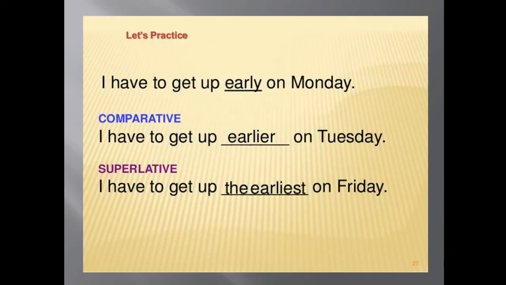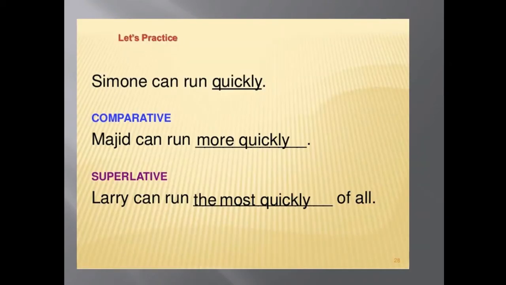I have to get up early on Monday. Comparative, I have to get up earlier on Tuesday. Superlative, I have to get up the earliest on Friday. Simon can run quickly. Majid can run more quickly. Superlative, Larry can run the most quickly of all.